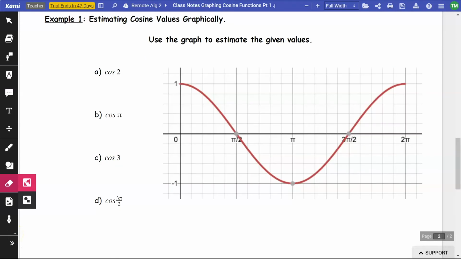Moving on to our example, let's go ahead and do part A of example 1 together, and then you can do B through D on your own, and then check your answers with me. But we are going to estimate the values of the cosine of these angles based on the graph. So the first one we're given is to find the cosine of 2. So on our graph on the x-axis, we're clearly counting by pi and half pi's here. So we need to figure out where 2 is going to be.